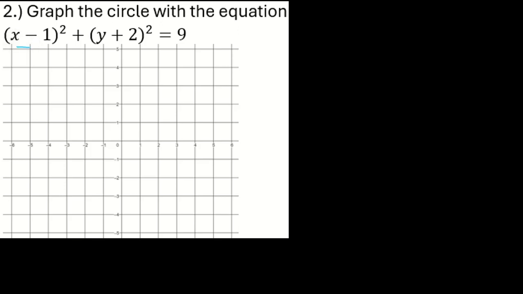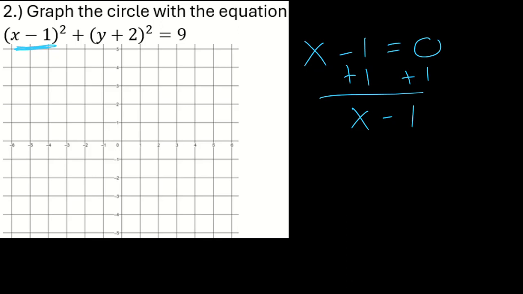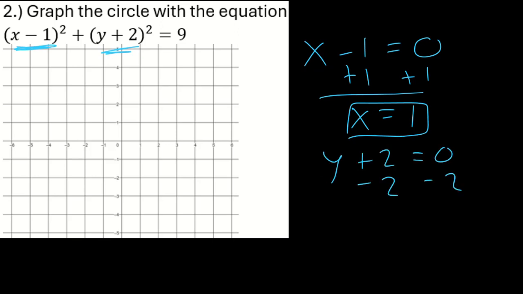So what you want to do is take a look inside that parentheses where we see x minus 1. And in order to find the x value of the center, I always want to set that factor equal to 0. So ask yourself, how do you get rid of a minus 1? Well, we'll do plus 1, and we'll do plus 1. And x is equal to 1. Perfect. How about y? Well, I take that y plus 2, I set it equal to 0, and I subtract 2 from both sides, and y is equal to -2. Very nice. And so now this allows me to find my center.